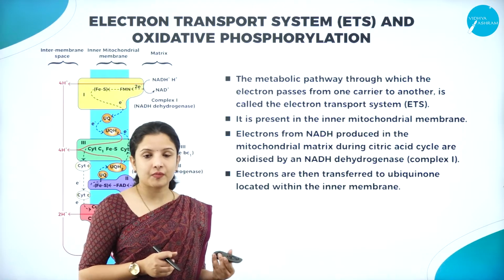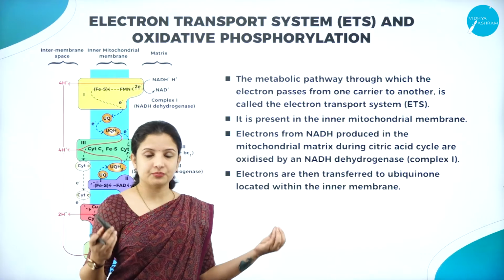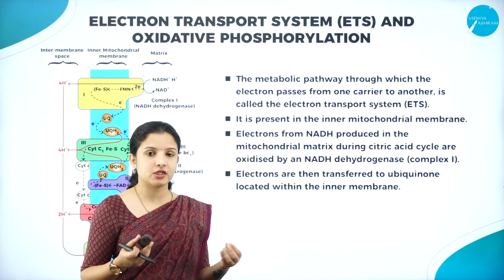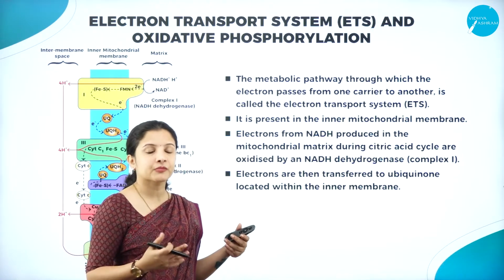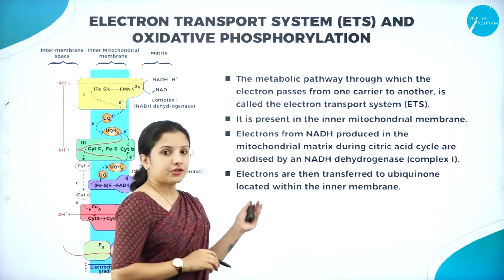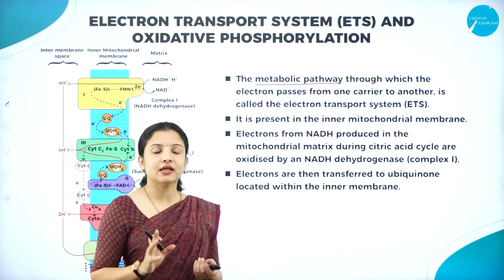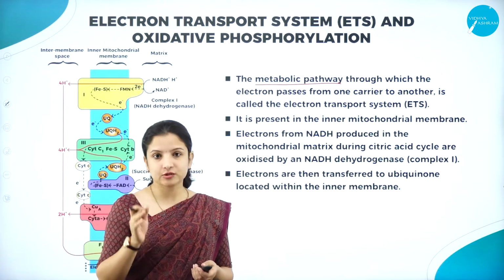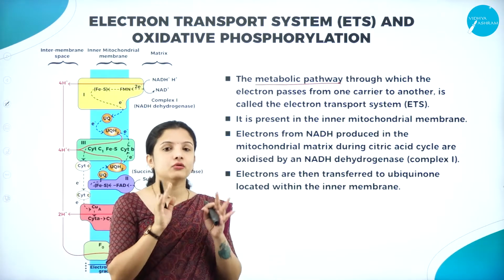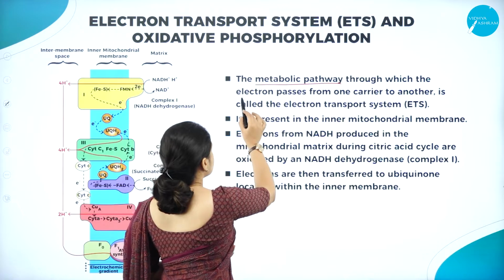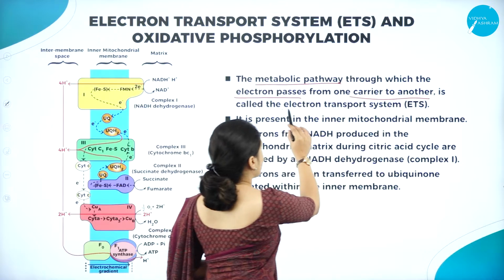It is a metabolic pathway. We all know that in a metabolic pathway, the components are broken down into simpler forms wherein they release a lot of energy, right? So here also energy is being made by the splitting up of the compounds. Therefore, it is a metabolic pathway through which electrons pass, as the name itself says, electron transport system. Here, the electrons are carried from one complex to another complex. The electron passes from one carrier to another, and this is called the electron transport system.